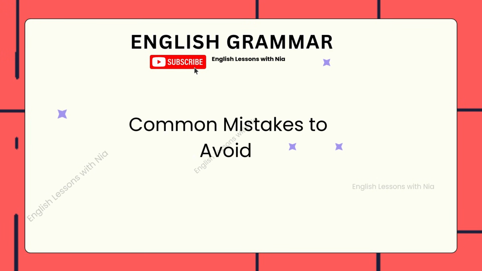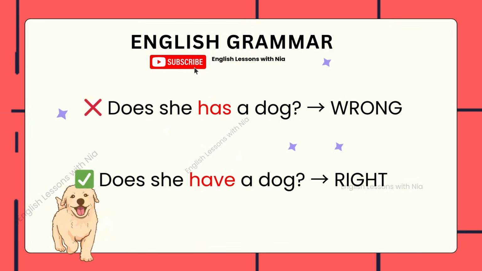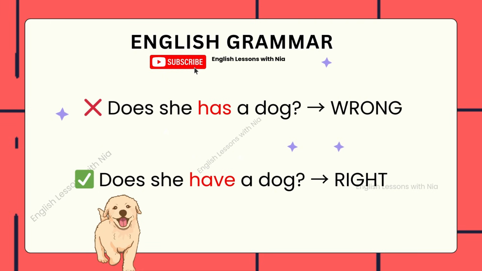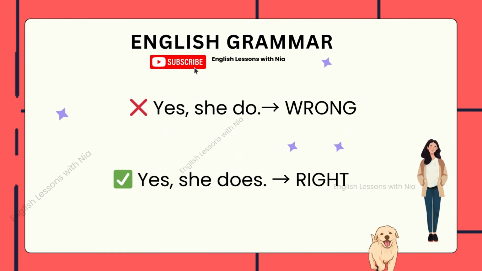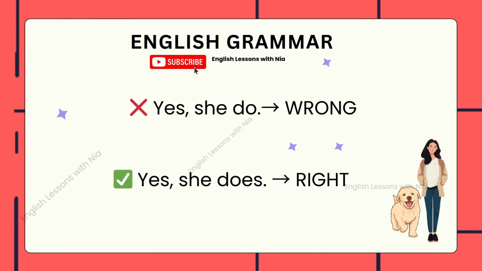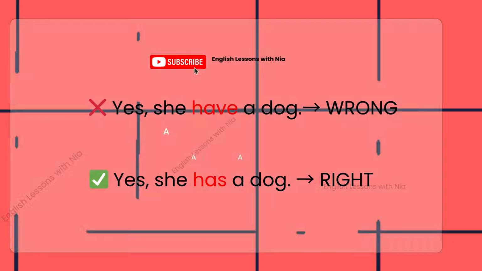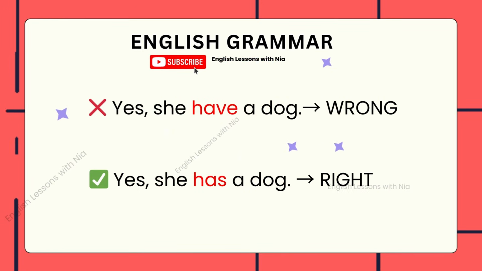Common mistakes to avoid. So instead of saying, does she has a dog? The correct way to say this is, does she have a dog? Helping verb is does and the main verb is have in its base form. Instead of saying, yes, she do, which is wrong, you say, yes, she does. Yes, she have a dog is wrong, but yes, she has a dog is right.